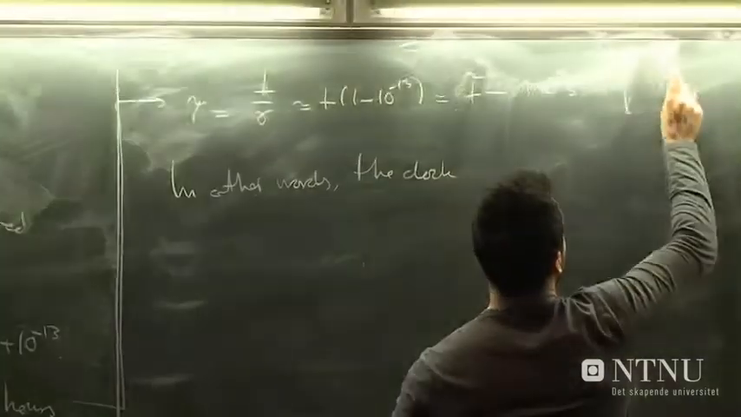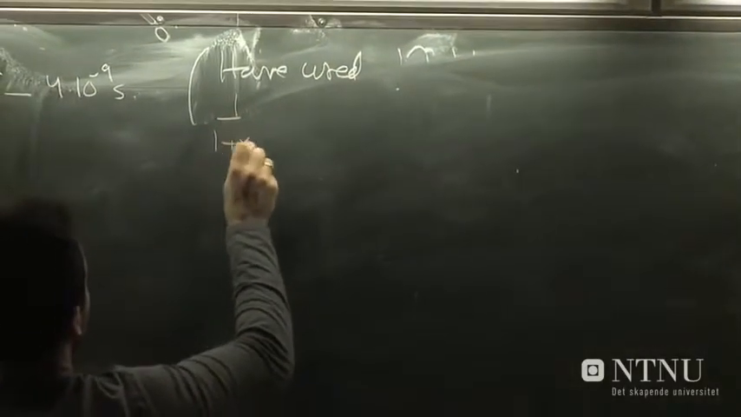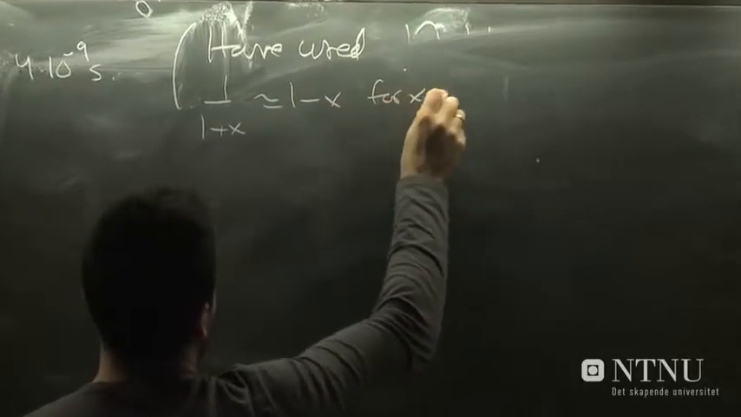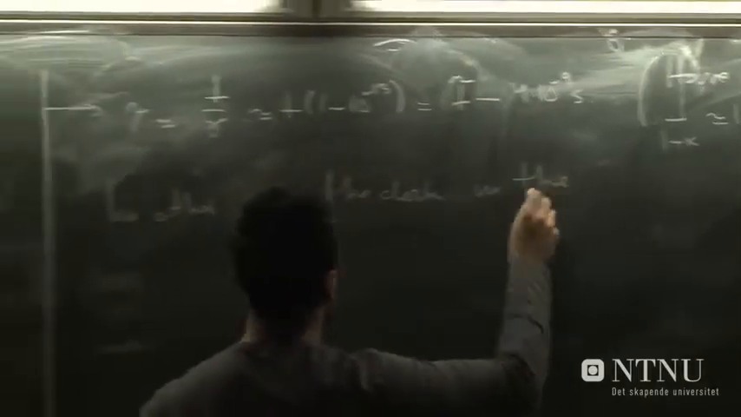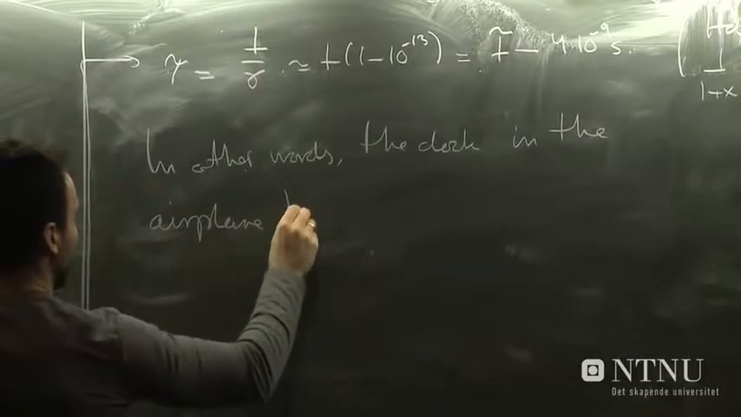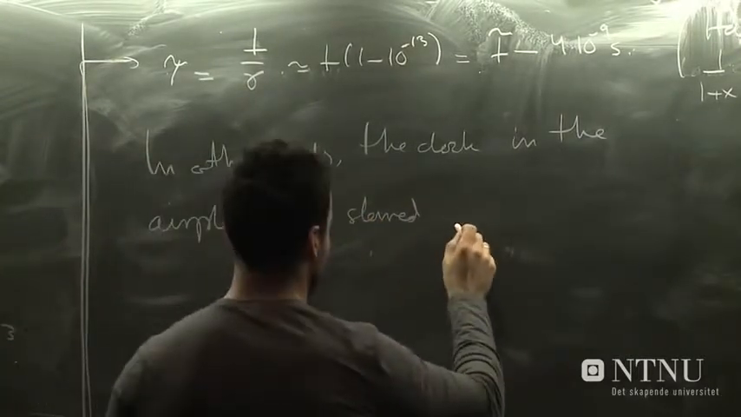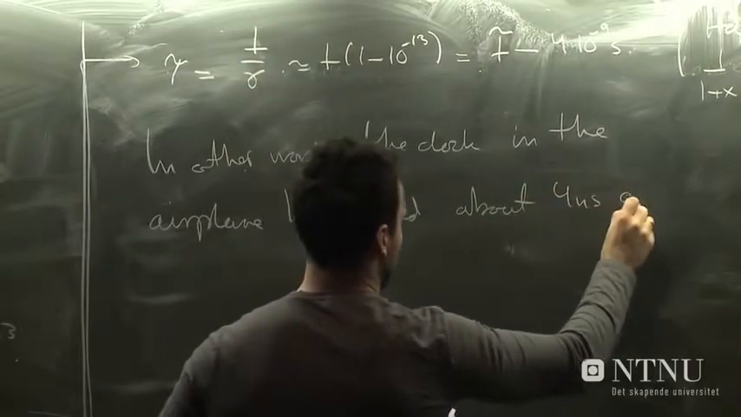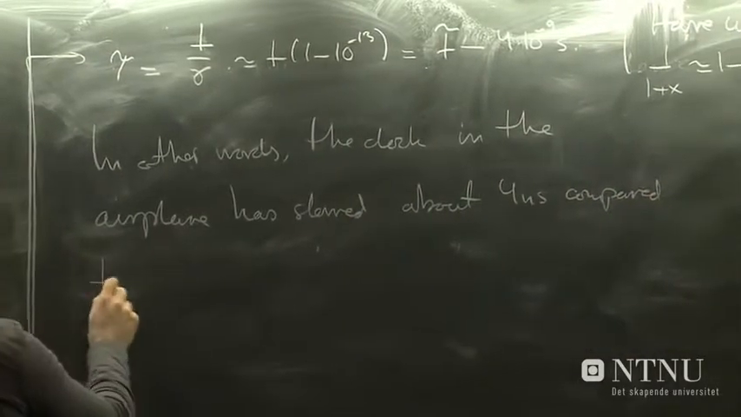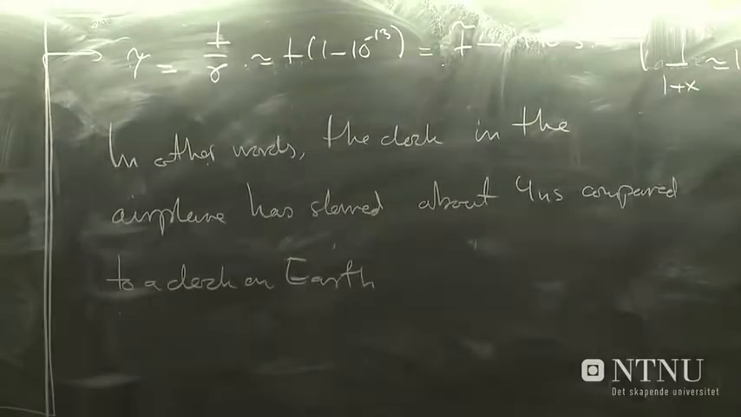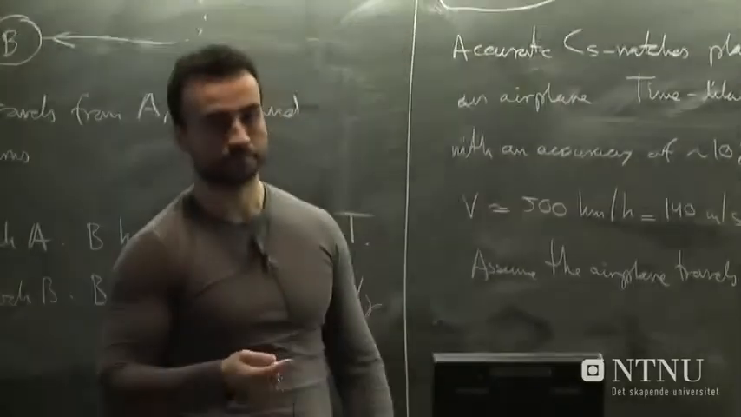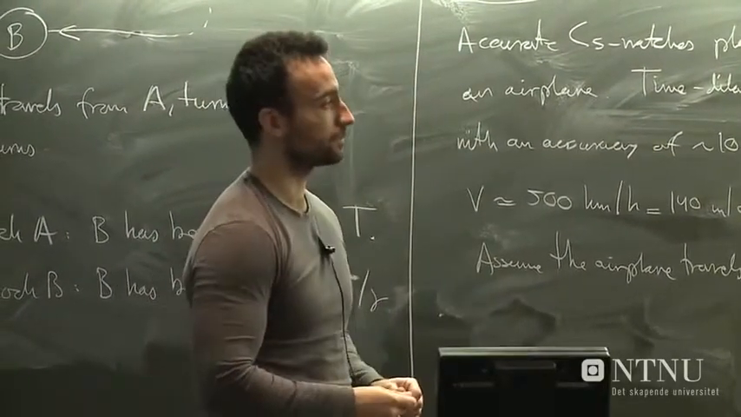So in other words, the clock in the airplane has slowed down about 4 nanoseconds compared to a clock on Earth. And 4 nanoseconds, small as it might seem, is actually measurable. So you can actually measure this time dilation effect by using an airplane.